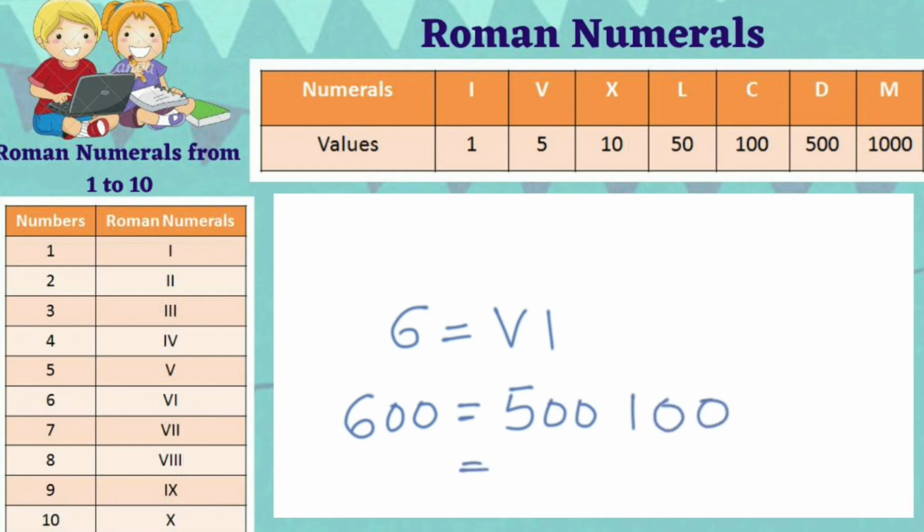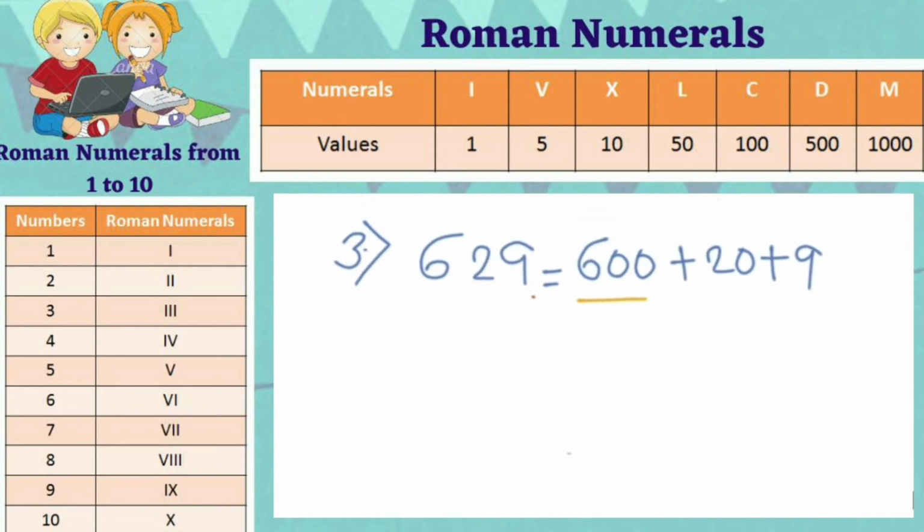So now replace this 500 and 100 with its Roman numeral. So 500, the Roman numeral is D, and of 100 it is C. So what is the Roman numeral of 600? It is DC. So I'll go and write it over here. DC. Now I'll move to the next number, which is 20.